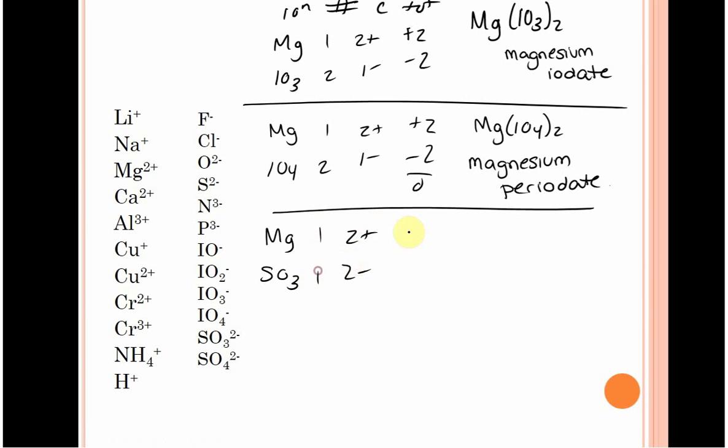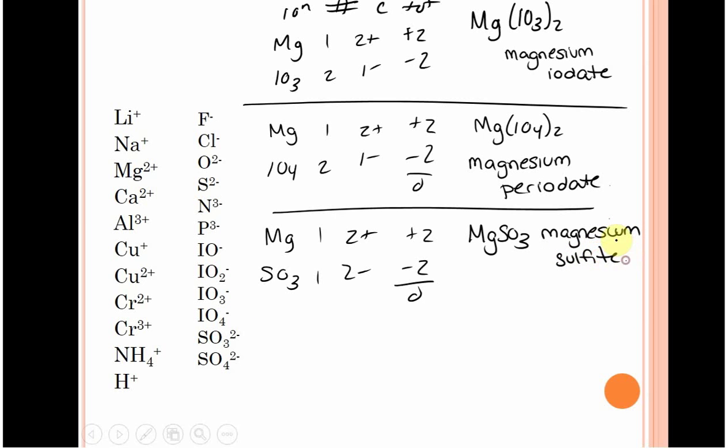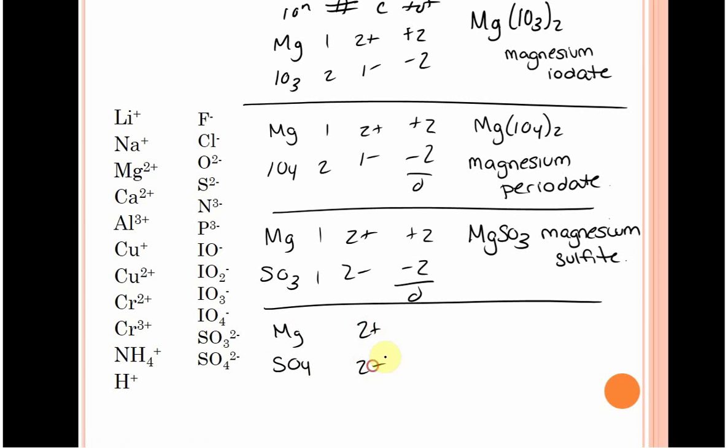Again, these already cancel, so we're already kind of neutral. We just need one of each. MgSO3 is magnesium sulfite. Mg and SO4, 2 plus, 2 minus, they already cancel. So this is MgSO4 for magnesium sulfate.